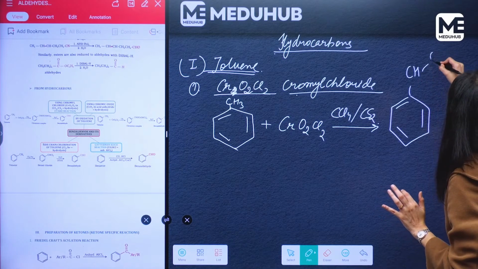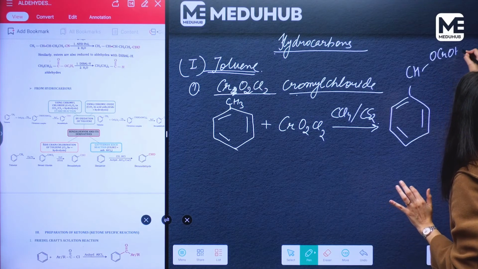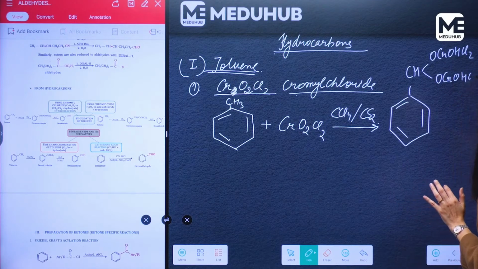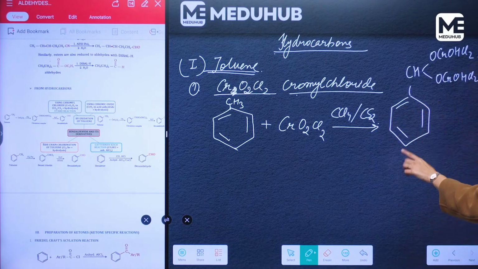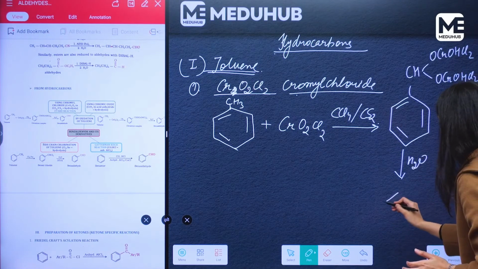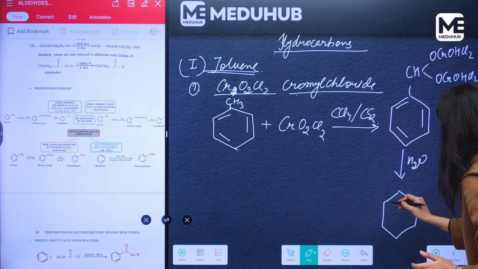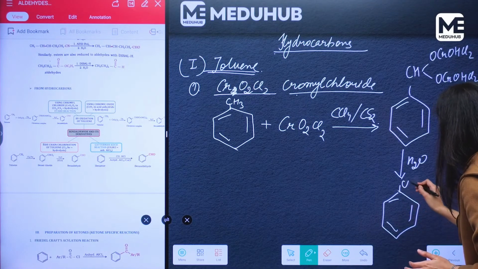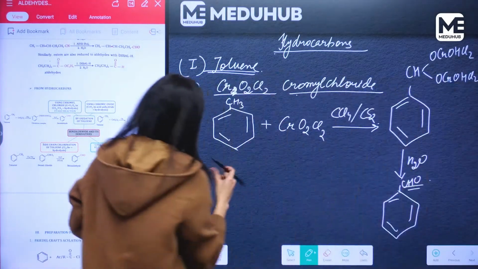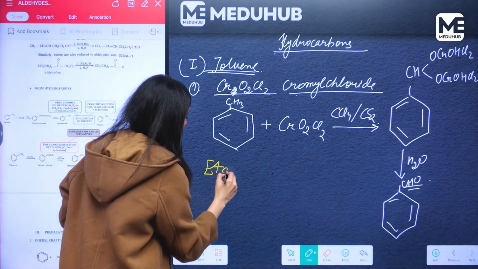CH(OCrOHCl2)2. This is the intermediate that we get. This when decomposed with water gives us benzaldehyde. This reaction is called the Etard reaction.